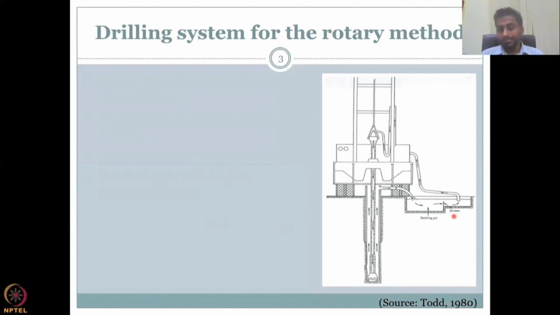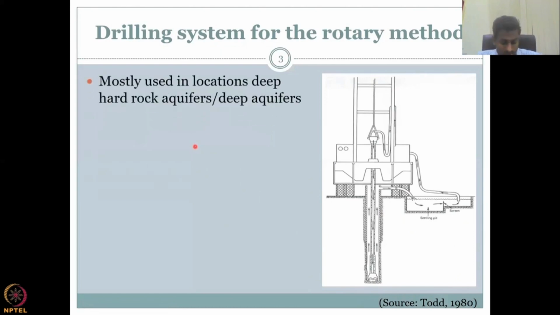But most importantly, what you see here is the drilling system for rotary method, wherein mostly it is used in the hard rock aquifers or deep aquifers, which contribute to most of the aquifer system in India. Initially, these trucks were very expensive to get to your location. So they would charge 1 lakh because the truck is big and it has to go through different paths to come to your location, and then you drill it.